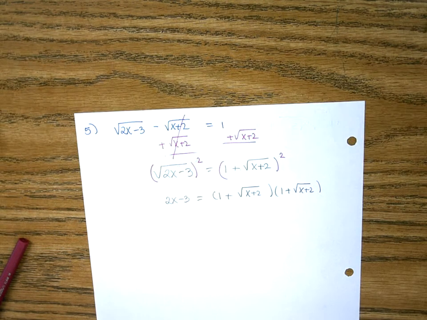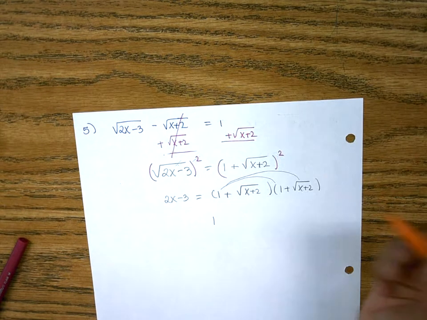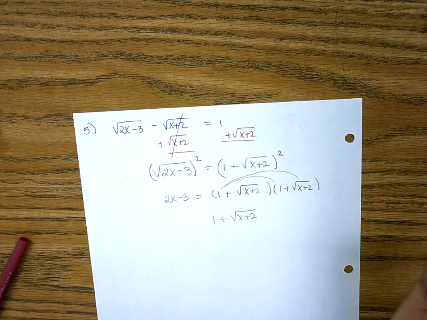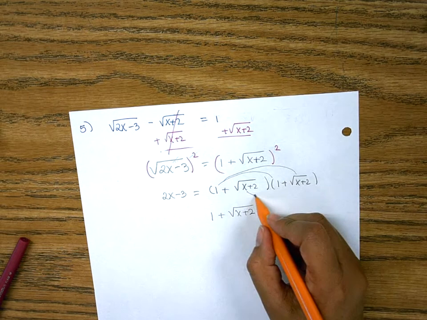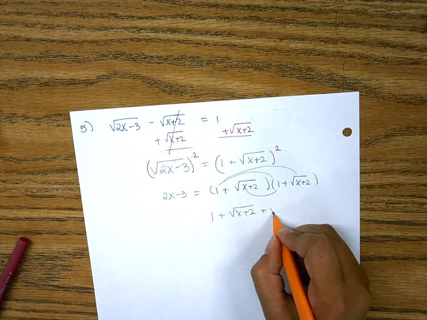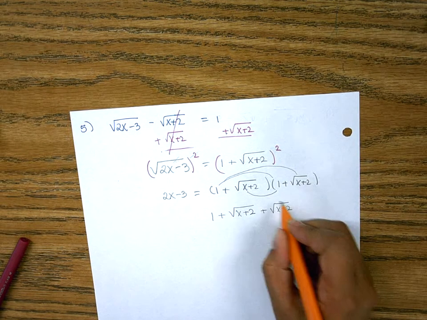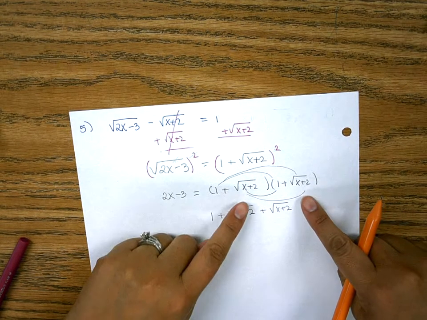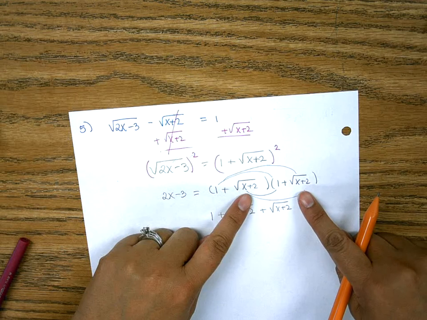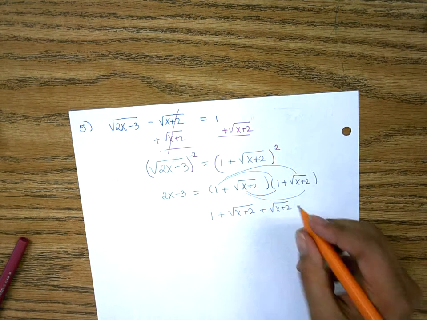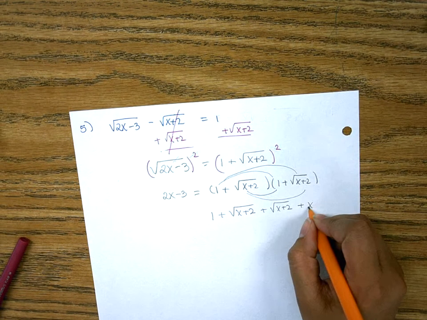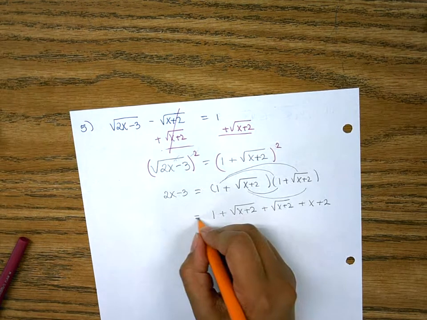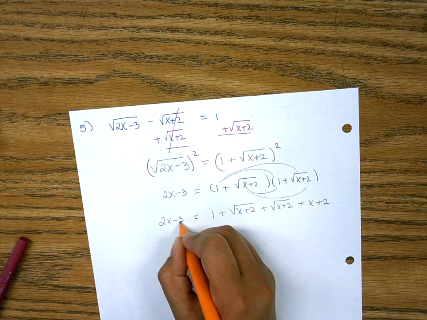All right, and using double distribution, we are going to multiply 1 times 1 is 1. Then 1 times the square root of x plus 2 is 1 square root x plus 2. Then I do square root of x plus 2 times 1, which is another 1 square root of x plus 2. And on our last multiplication piece here, you're multiplying these same bases and they both have radicals, so the radicals undo each other, and it's simply x plus 2.